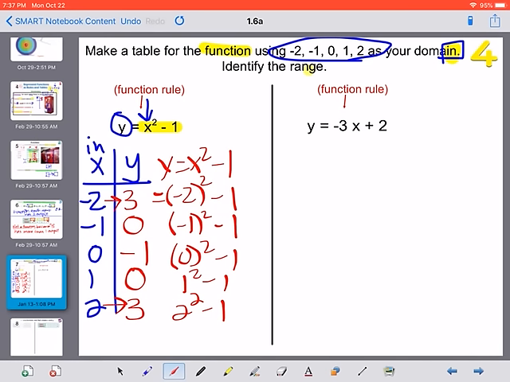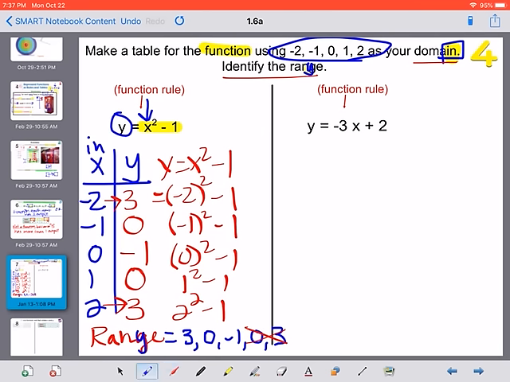So it says make a table, use those as your domain, and then now identify the range. Our range was not our x values because that was our input or our domain. Our range is our y values, what we get out. Remember the hidden y in here? The range is our y values. So we got out a 3, a 0, a -1, 0, and a 3. Now you don't need to list these two twice because they were listed over here as well. So if you want to just list those 3 numbers, you may.